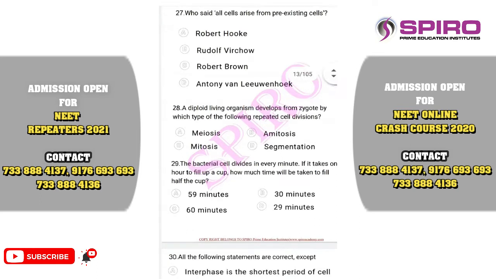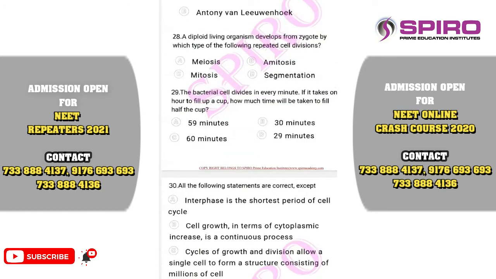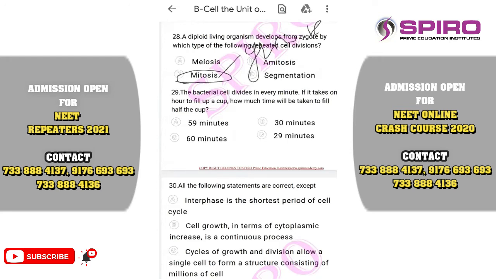The diploid living organism develops from the zygote by which type of repeated cell division? So you know, mitosis is going to take a very important part in the growth of an organism. The growth of the somatic cells is only because of mitosis. The meiosis is going to play a very important role only during the reproductive stage. So the growth of a particular organism or a somatic body is because of the repeated division of the cell that occurs by the mitosis process. So the correct option here is option C.